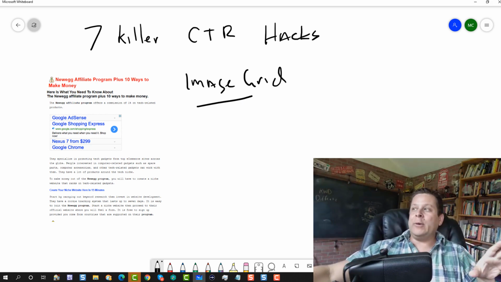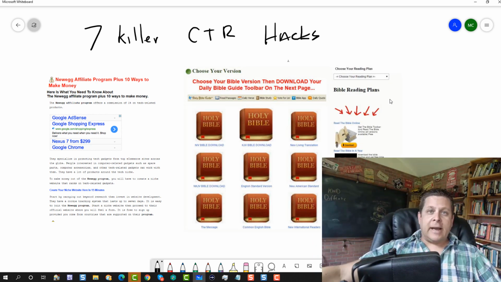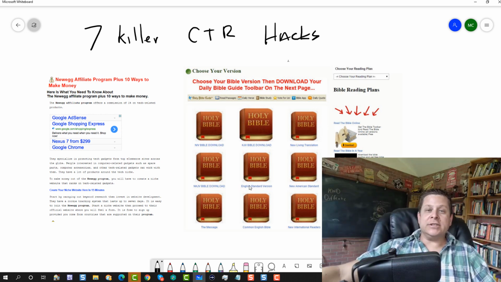So we could go through and we can take a look at what this did on my Bible website, where I just had little pictures of the Bible, and I was like, hey, you want to download the NIV, the King James, the New Living? And I had these little buttons here. And again, this got a 90% click-through rate.